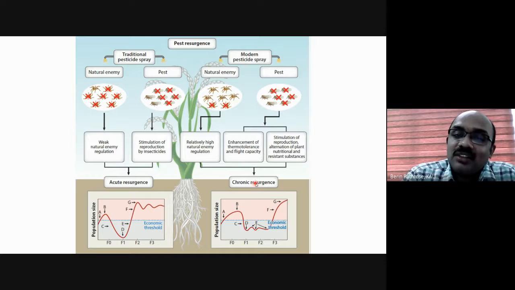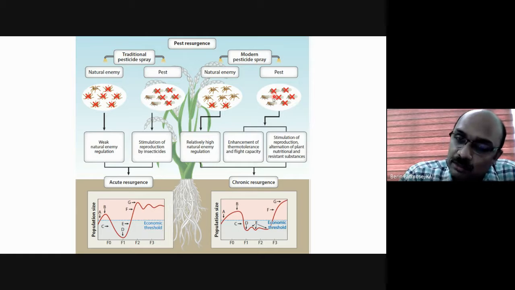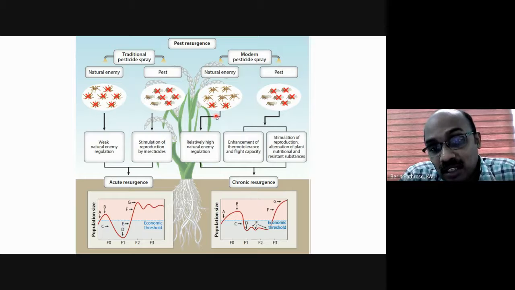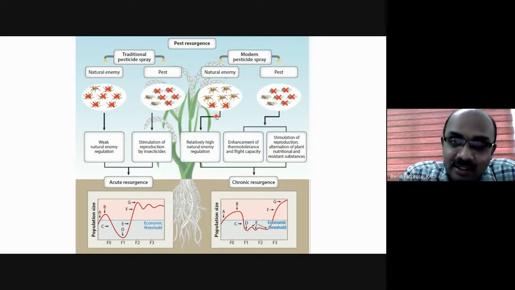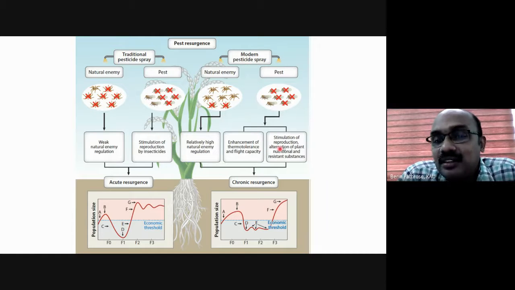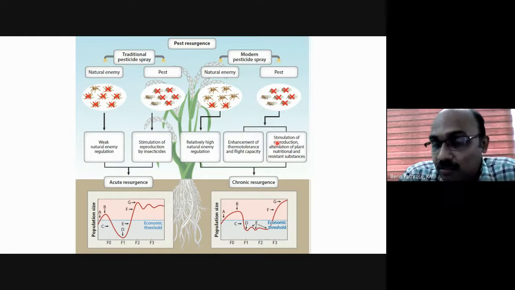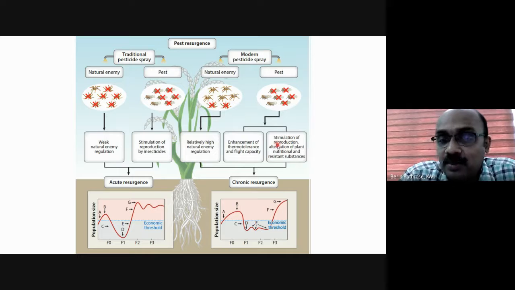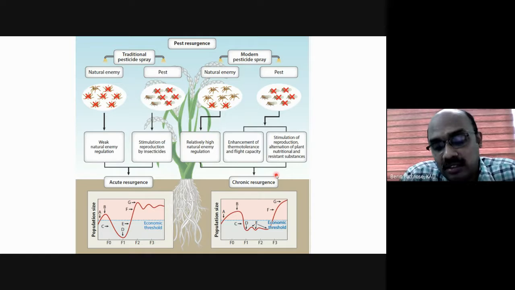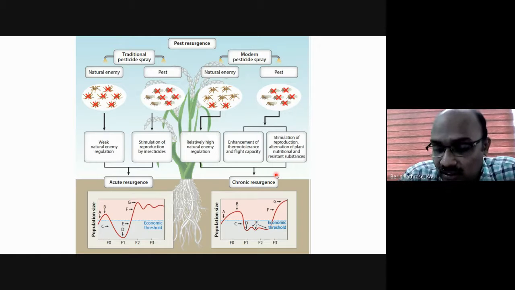But take the case of chronic resurgence. Here we use a new generation pesticide molecule. It will reduce the pest population, but it won't have much impact on natural enemy population. But this pesticide can slowly alter the plant physiology as well as the physiology of insect pests, which can favor the multiplication of insect pests. We will discuss what all things change the physiology and biochemistry of plants and insects.